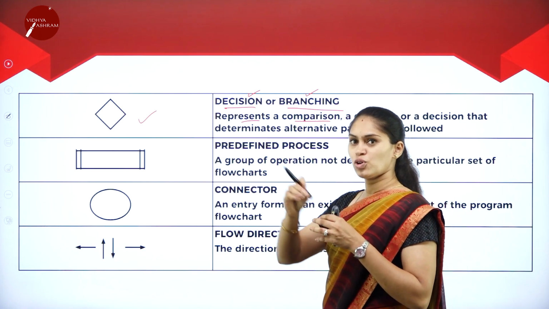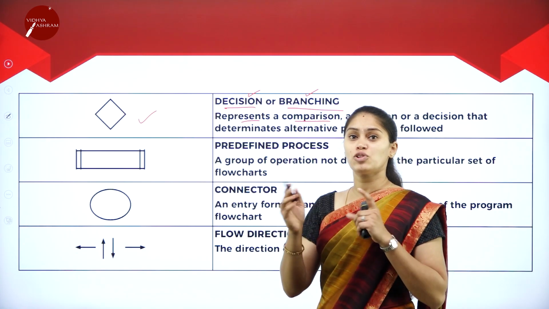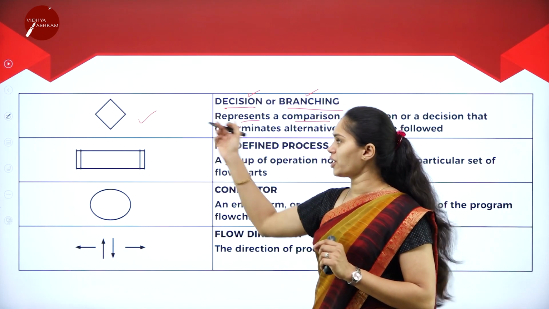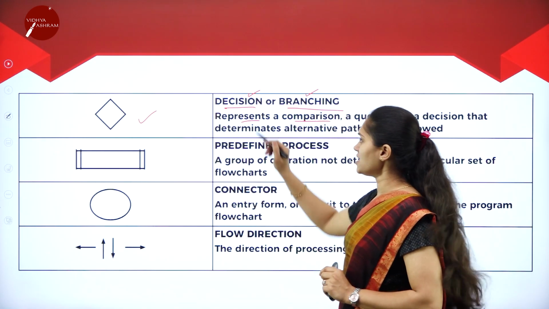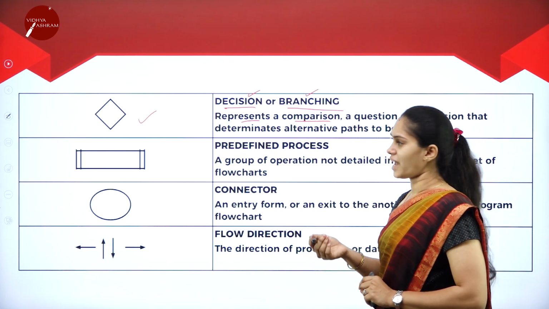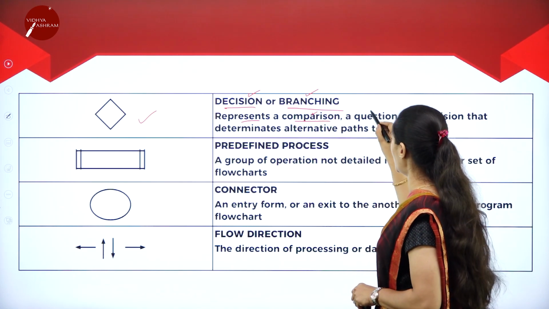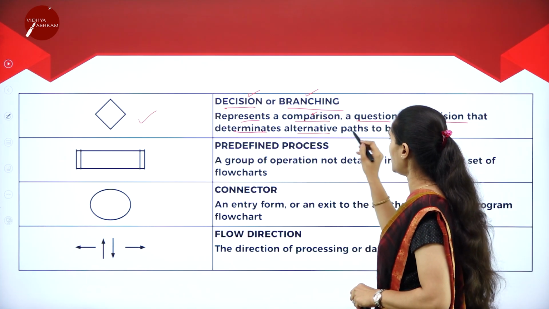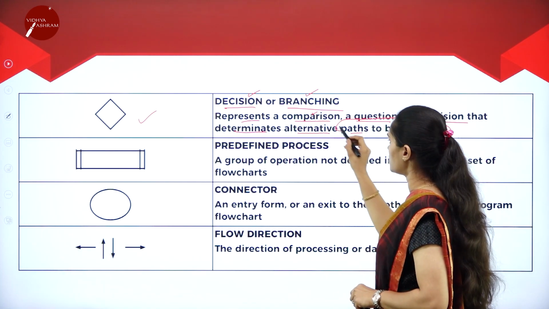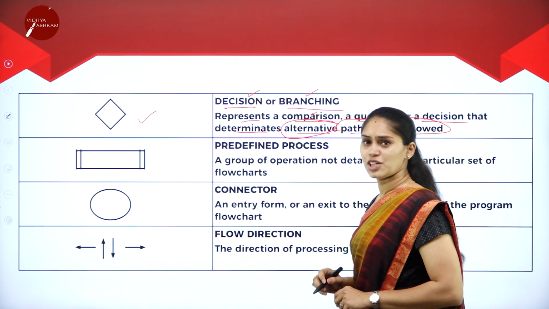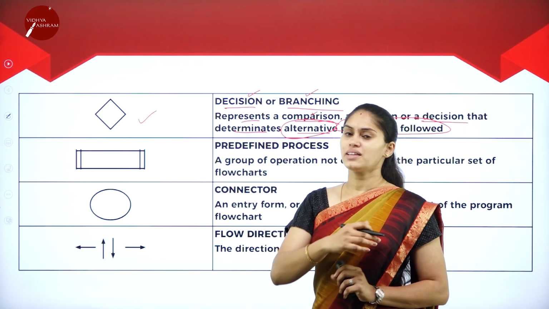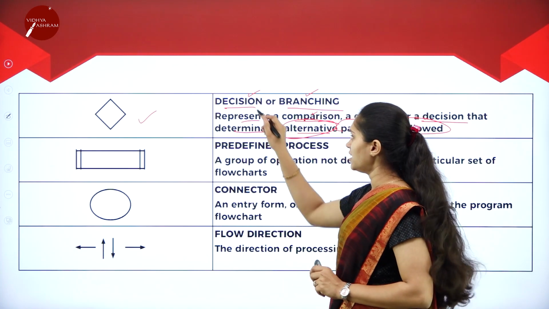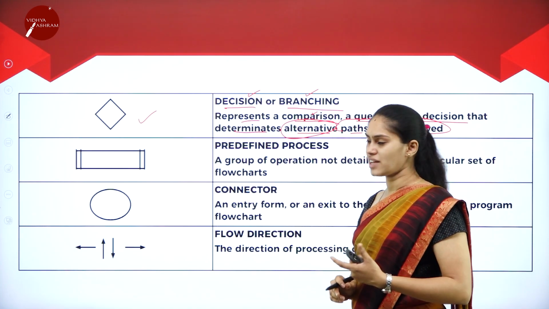If I want to go with this one or that one, I have to compare. So when the comparison takes place, at that time we are going to use this rhombus symbol, that is decision making or branching. So it represents a comparison or a question or a decision that determines the alternative paths to be followed. So what is the main thing? Alternative paths. So this one or that one. At that time, we are going to use this symbol, that is decision making or branching.